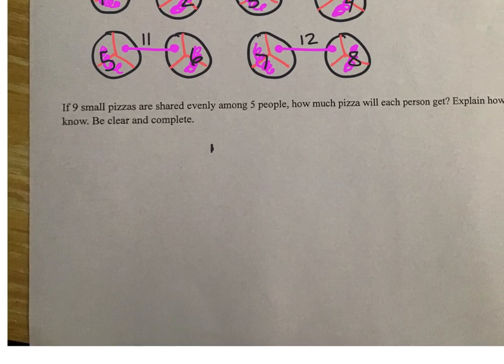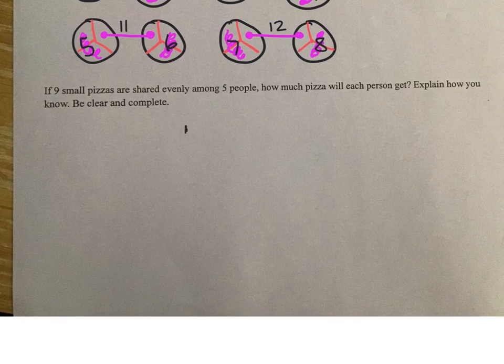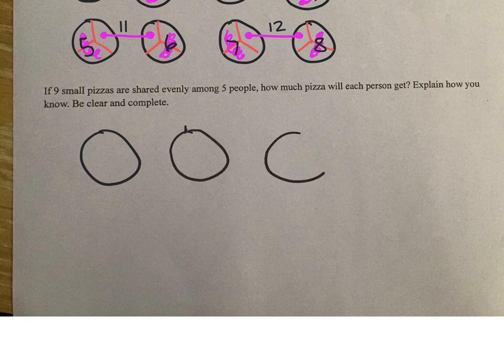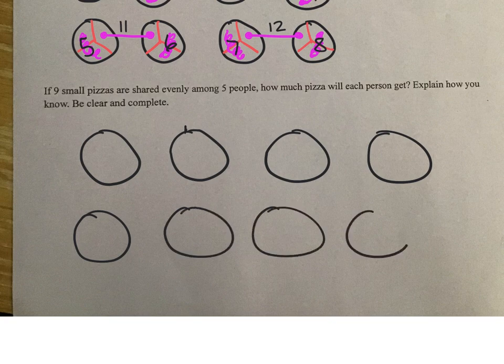All right. Our last problem. If 9 small pizzas are shared evenly among 5 people, how much pizza will each person get? So 9 pizzas. 1, 2, 3, 4, 5, 6, 7, 8, 9. Now, we're dividing that by 5 people. So there's more pizzas than there are people.